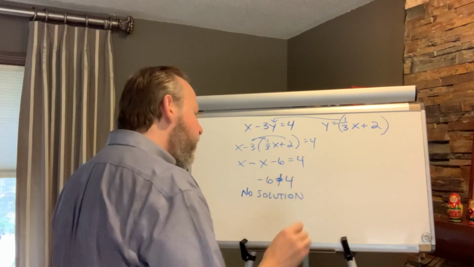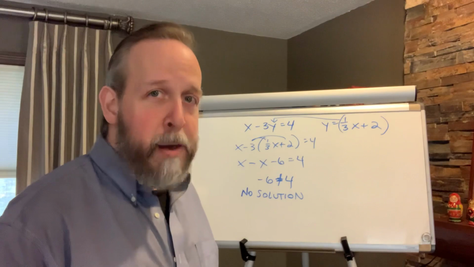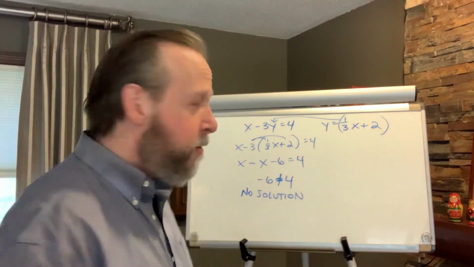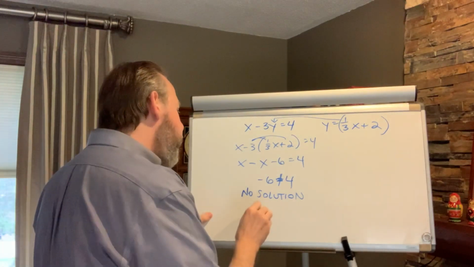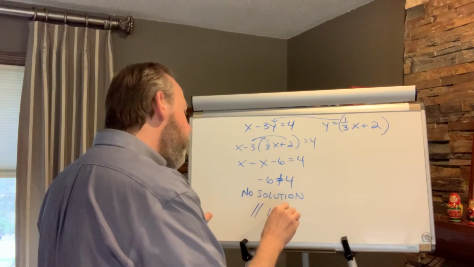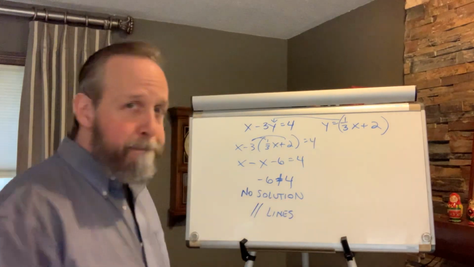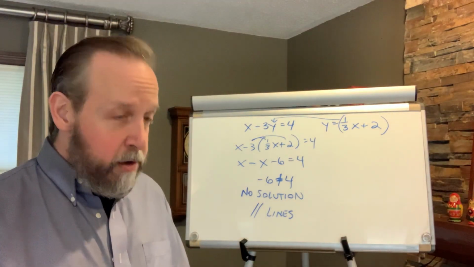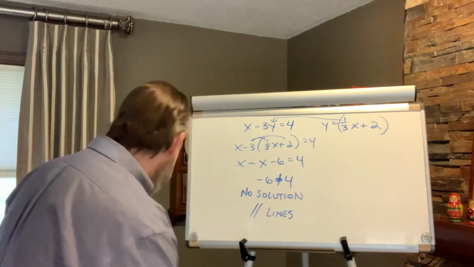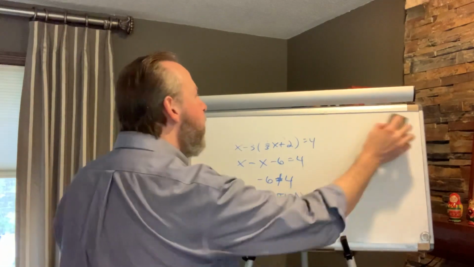What kind of a system has no solution? Parallel lines. They don't cross. Okay, so we'll say parallel lines. You could use the symbol for parallel. So far, so good. Okay, then let's look at what comes next.